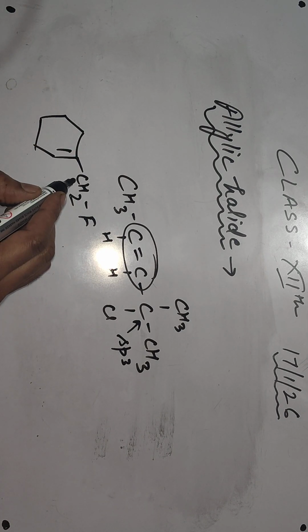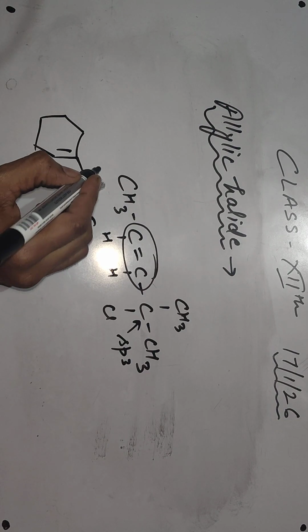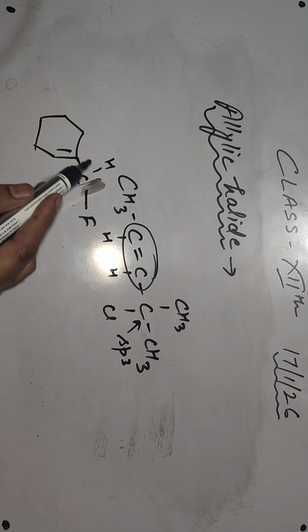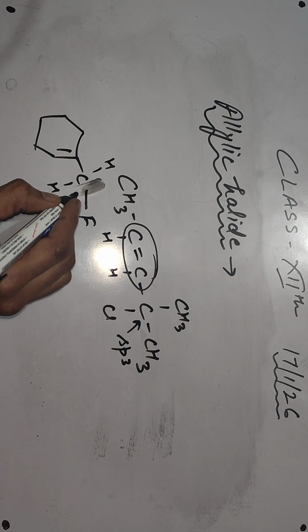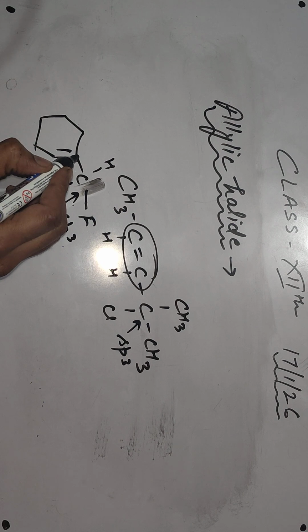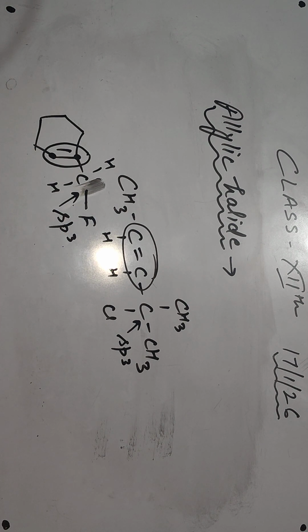This is X connected to this carbon. Now what is the hybridization of this carbon? If I write 2 hydrogens like this, I can easily find the hybridization of this. All the 4 lines are single, meaning the hybridization is sp3. Now this sp3 carbon is further connected to these 2 carbons, which are alkene carbons.